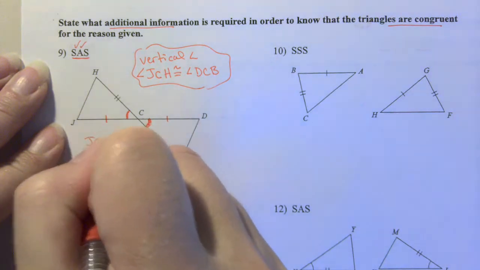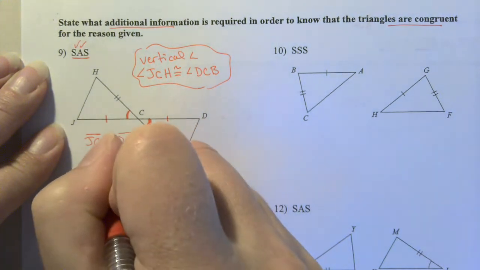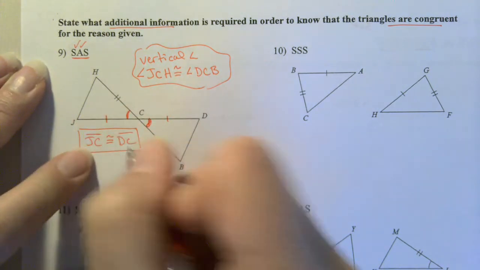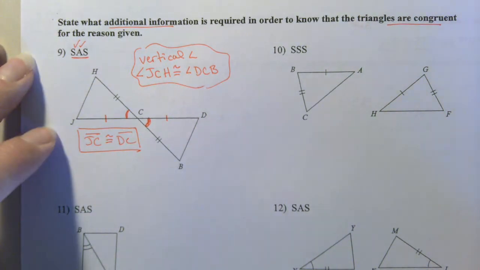You needed to tell me that side JC would have to be congruent to side DC in order for these to be congruent. So what additional information would I need? Someone would have to give me that. So let's try another one that I don't mess up on.